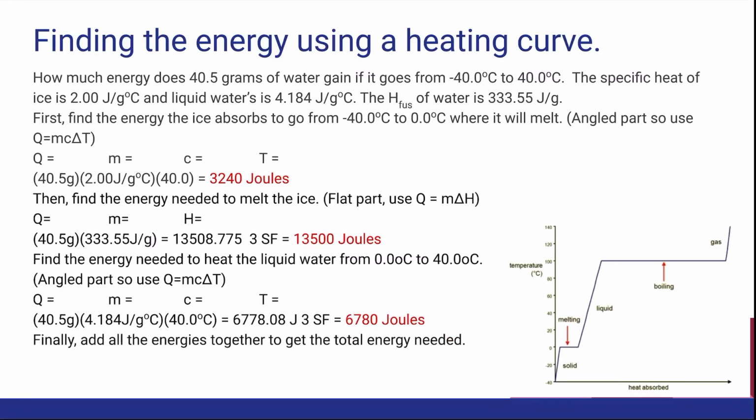Finally, we're going to add the 3 red numbers, or energies, to get the total energy needed. So taking the first one, 3,240 joules. The second one, which I failed to mention, starts out as 13,508.775, but we're rounding each answer to 3 sig figs, so we're rounding that to 13,500 joules. So this is our second Q, or energy, and our last one is 6,780 joules, and we're just adding them together. And that gives us a total of 23,520 joules.